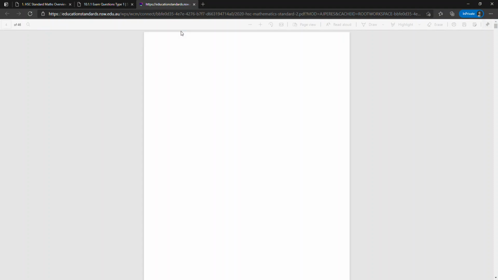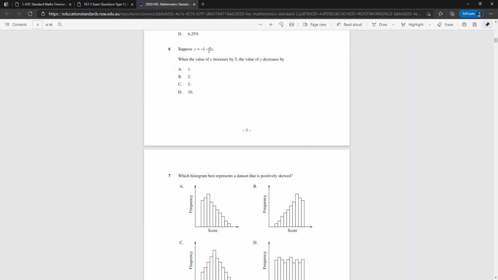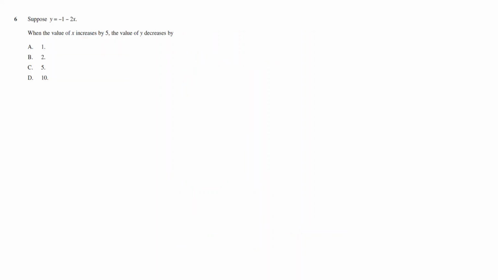So, question number 6. What you're given is an equation, and then what you're asked is, if the value of x increases by 5, what does it do to the value of y? So let's take this question out.